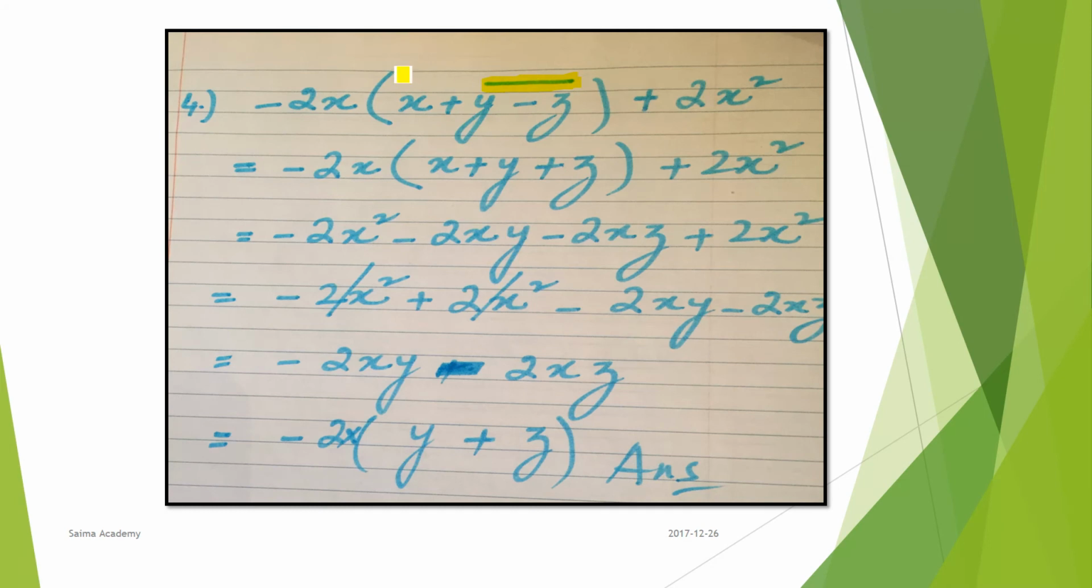Suppose this bar line is on the top of x plus y minus z. So how to remove or solve this bar line? You have to change the sign. This is plus, it will be minus. This is minus, it will be plus. And then remove it. So easy.